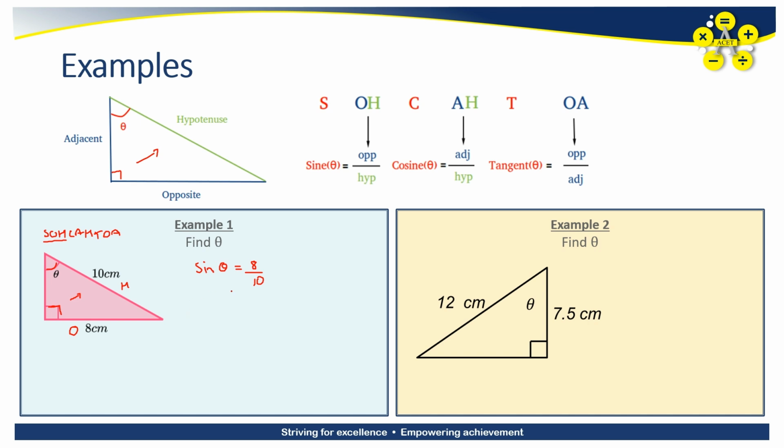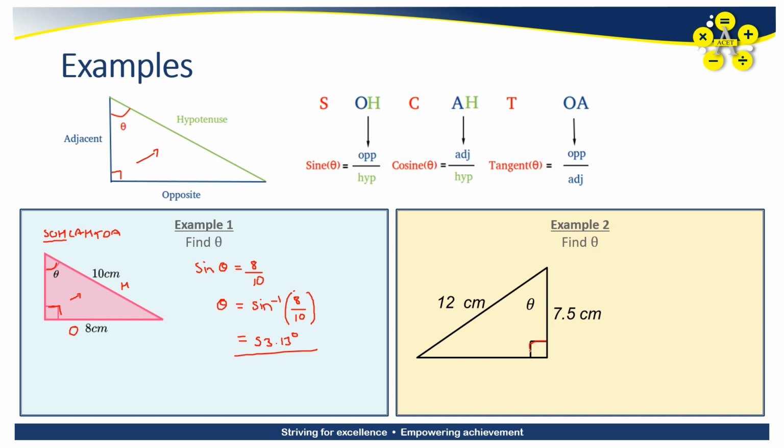But I don't want sine theta, I want to calculate what theta is itself. So we need to remove this sine. The inverse of sine is this sine minus 1 button that you may have noticed on your calculator. So we're going to do sine minus 1 of 8 over 10. In most scientific calculators, you can just plug that straight in, exactly how it looks. But if you can't, you might want to do 8 over 10 first to get 0.8, and then use the sine minus 1 function. Either way, putting it into your calculator gets you an answer of 53.13 degrees.